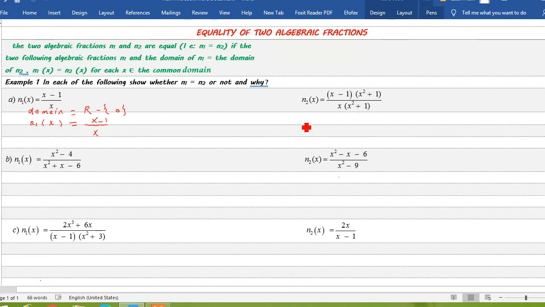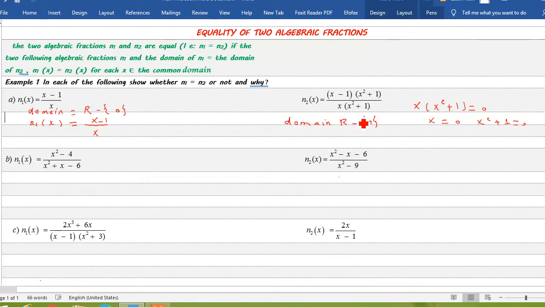Find the domain of n2. What is the number that makes the denominator equal 0? Then x times x power 2 plus 1 equals 0. Then x equals 0 and x power 2 plus 1 equals 0. Then the domain equals R different set of 0. Why? Because x power 2 plus 1 has no zeros. So it equals R different set of 0.